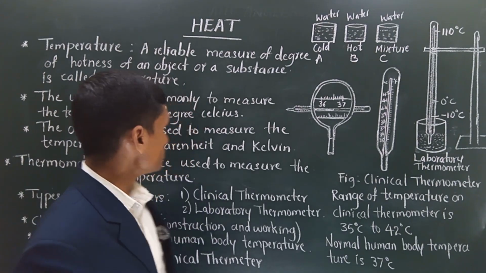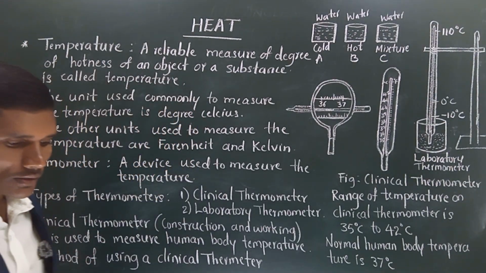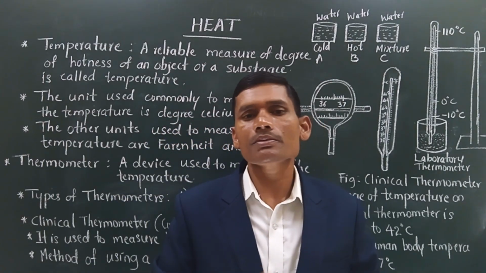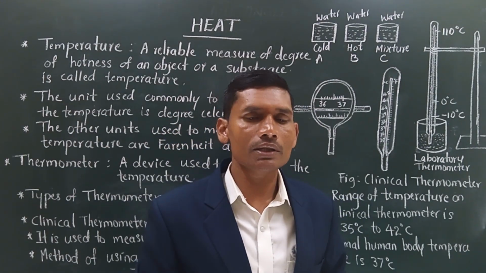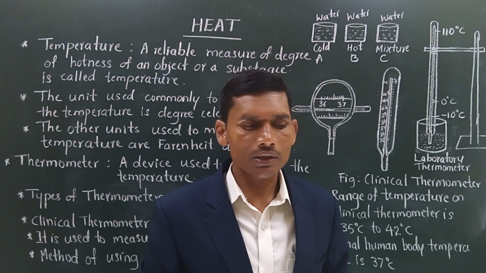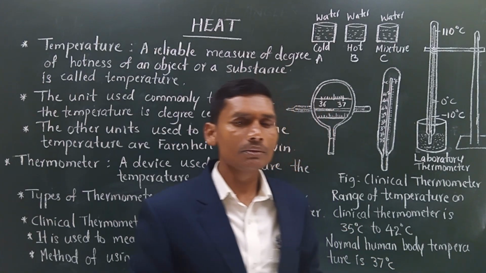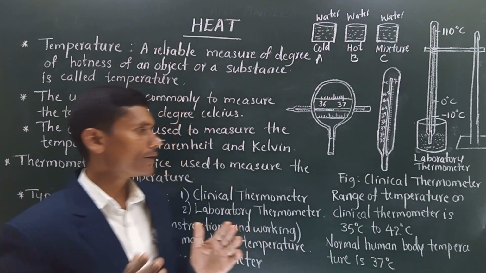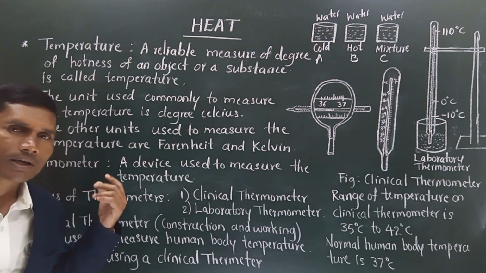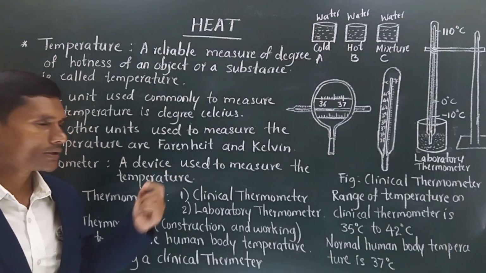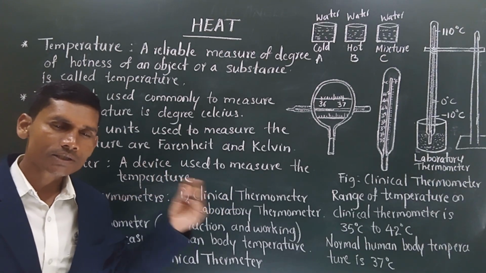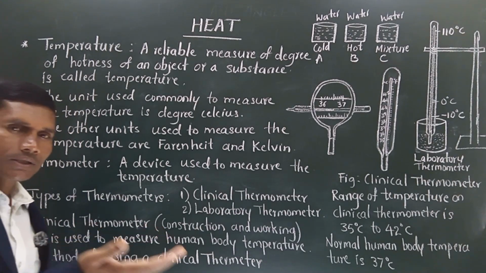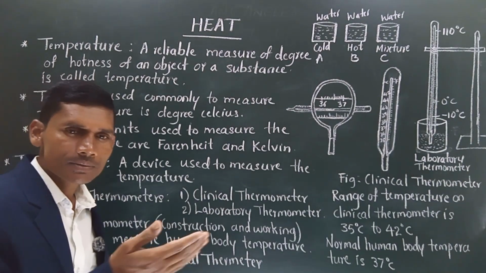Now coming to the device we use to measure the heat of different substances, that device is nothing but a thermometer. Thermo means heat, meter means which measures that heat. So a thermometer is a device which measures the heat present in an object or a substance, how hot an object or substance is.